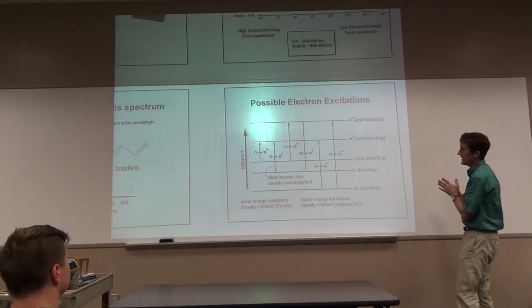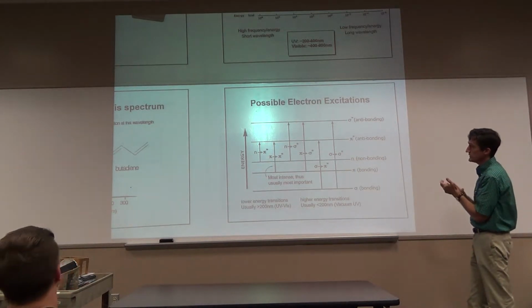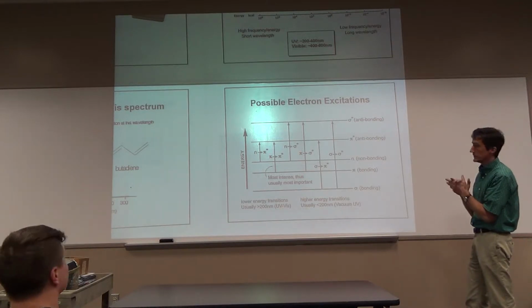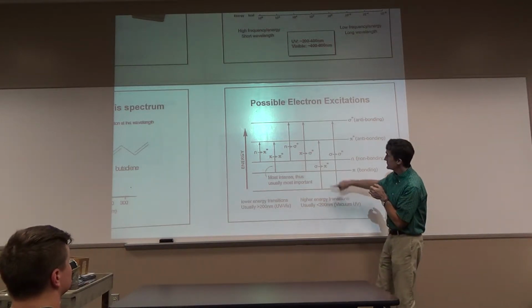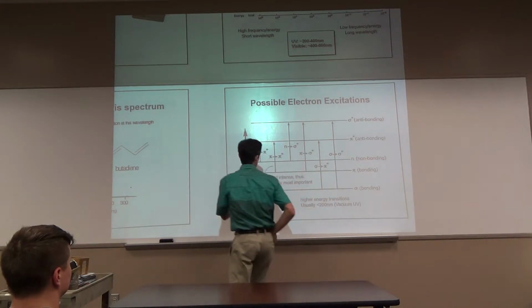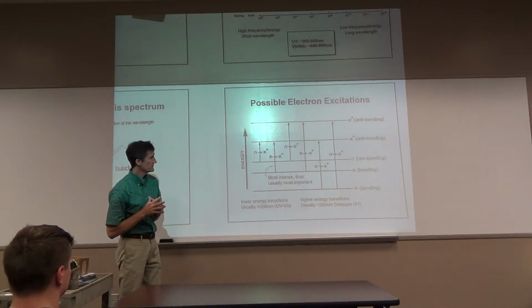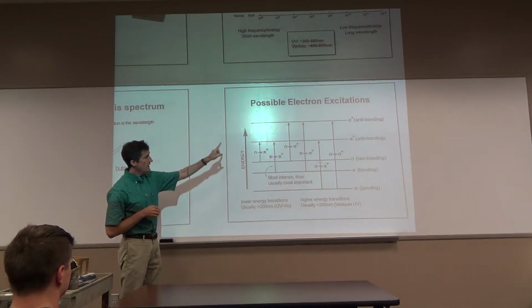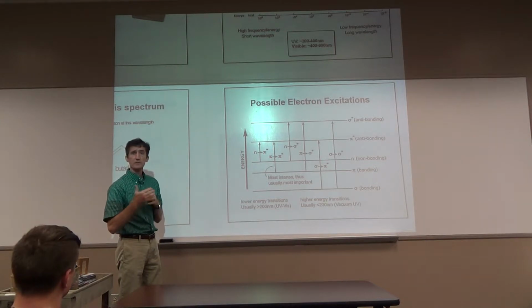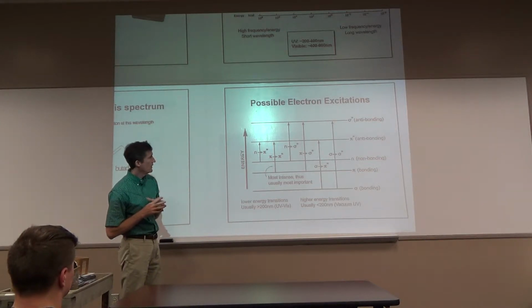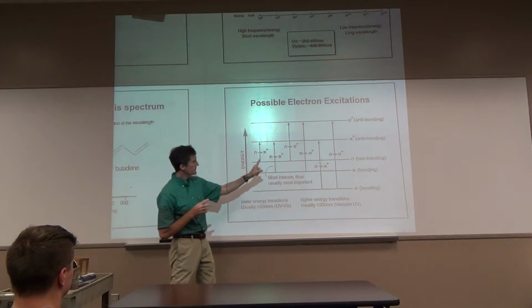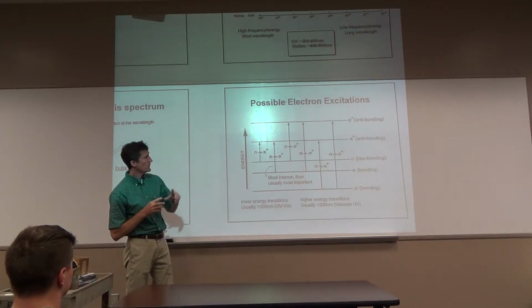And there's a lot of mathematics here. And there are some people that all they deal with is MO theory. Okay, the electrons can be excited. This just shows different possible transitions. Here we go. Each one of these transitions requires a different amount of energy. Which one of these six up here requires the least energy?